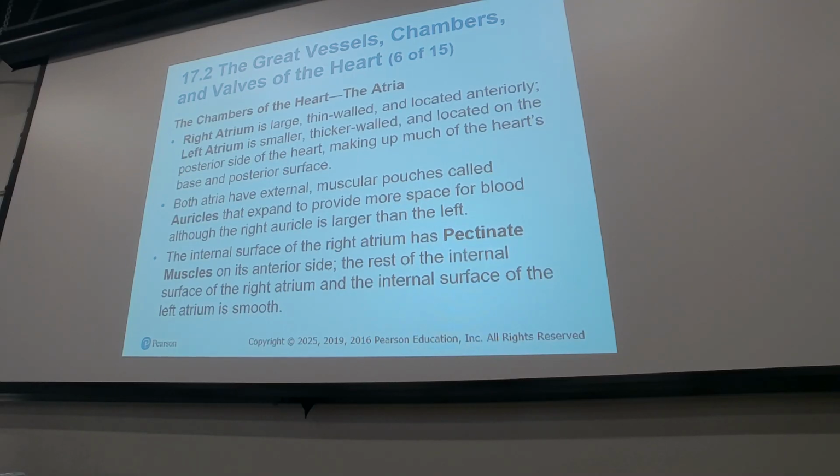And the lining of the heart, which is the endocardium, has a smoother surface in the atria than the ventricles. There are some extensions of muscle within the atria that are called pectinate muscles. And in the ventricles, they're called trabeculae carneae. So the inside of the ventricles is rougher, and the inside of the atria is smoother.